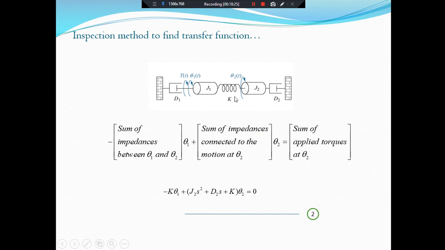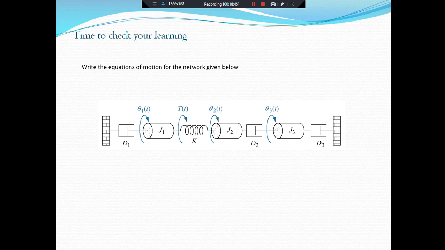Similarly, if we have 3 inertias, then we can write the equation similarly, and this equation 2 is similar to what we wrote previously using the free body diagram. Okay, I hope it's almost clear to you, as it's much similar to the translational mechanical system. Now it's time to check what you have learned. Now you have to write the equation of the given network by using the simple inspection method.